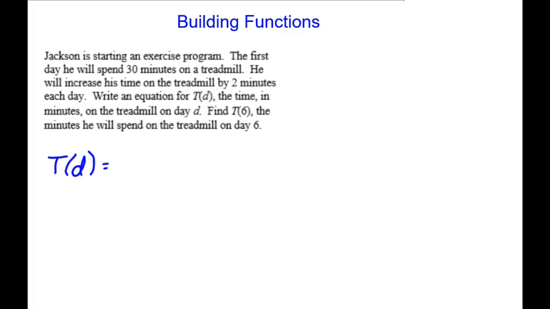So we know we need to identify the y-intercept and the slope. So the key word I'm looking for in this case is when it says each day. When it says each day, that's referring to a rate. So the 2 minutes each day is my rate, which represents the slope. That means that 30 minutes must be my y-intercept.